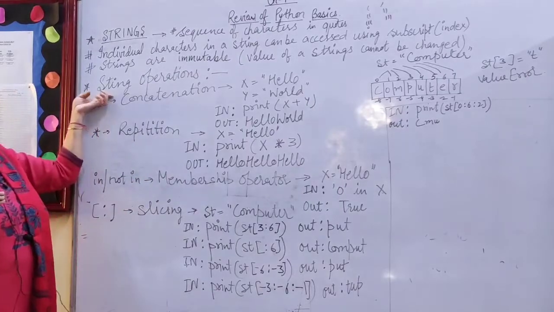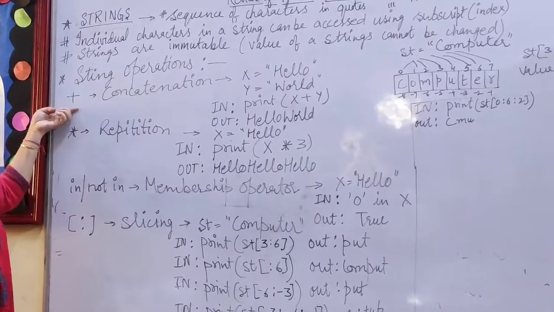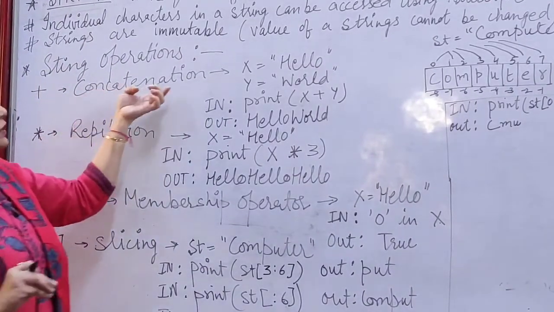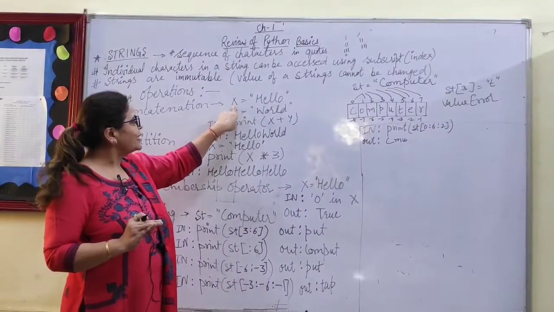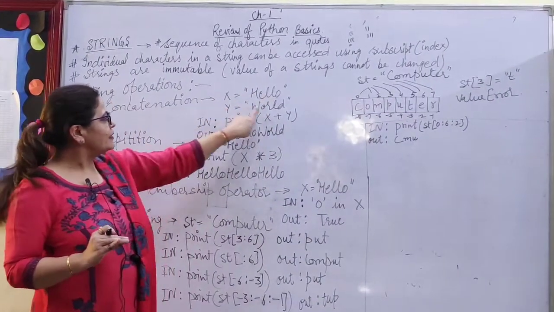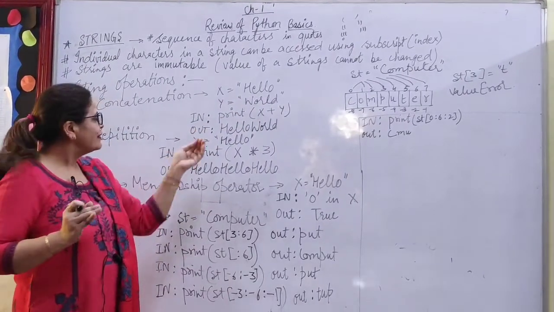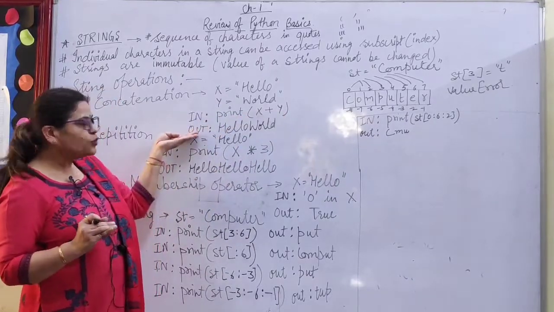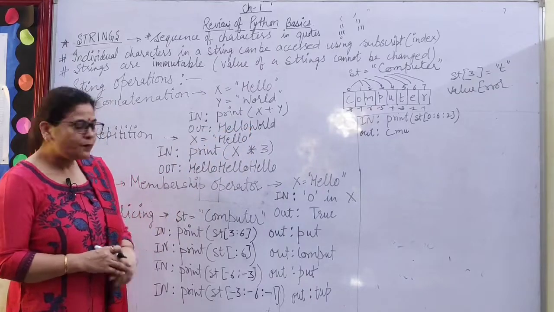Now we come to the second point, that strings have some operations. What are these operations? The first one is plus. Plus means concatenation, where concatenation means combining two strings. Suppose we say X is equal to hello and Y is equal to world. If I want to write it as hello world together, then I'll write print X plus Y. Then the output will be hello world without any space.